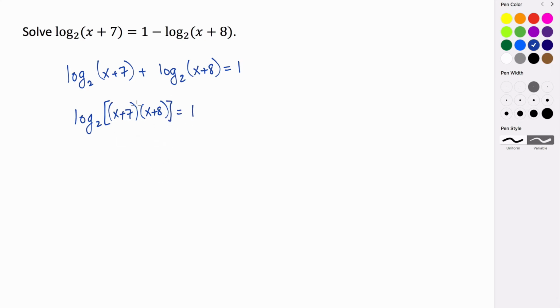Now, in order to solve this, we need to get the x's out of our argument. So we probably want to take this log equation and change it into exponential form. Remember, when you're changing from logs to exponential, the base of your log is the same as the base of your exponential. The base is 2, so it's 2 to the first power equals this whole argument: 2 to the first equals the quantity x plus 7 times the quantity x plus 8.